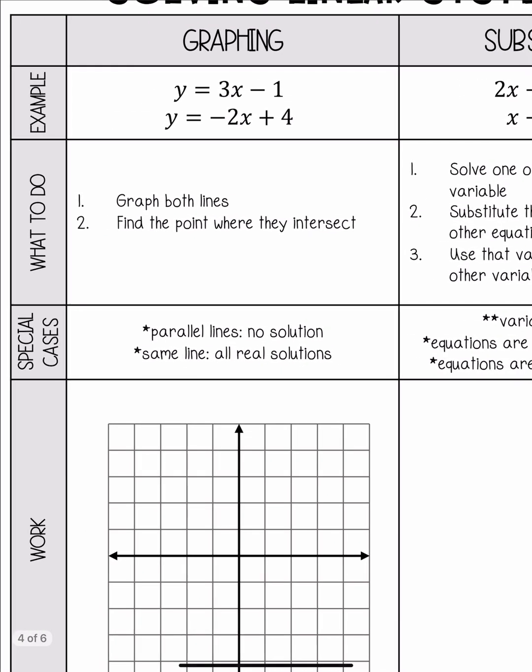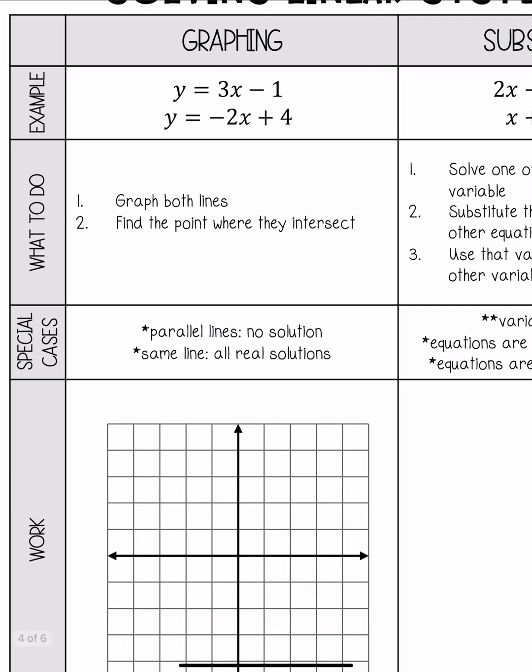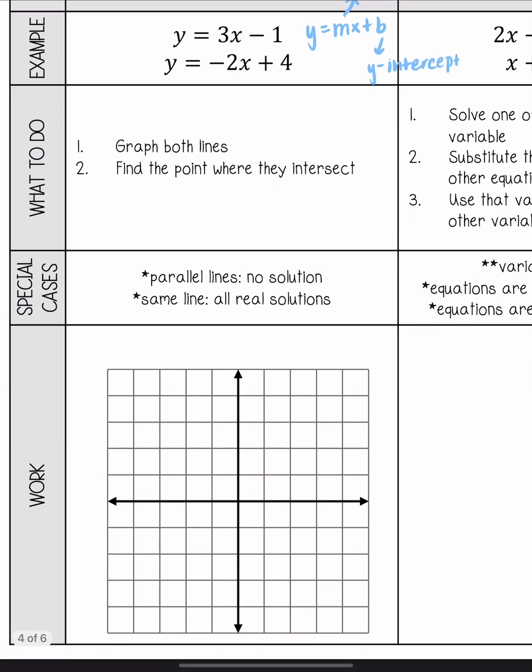So what you're going to do with graphing is, this is the example it gives us. First, we're going to graph both of the lines and find the point where they intersect. Luckily, these lines are already in y equals mx plus b form. So I know that the b is my y-intercept, and my m is my slope. So for the b, I'm going to go ahead and go down -1.